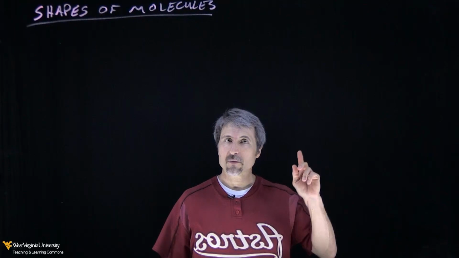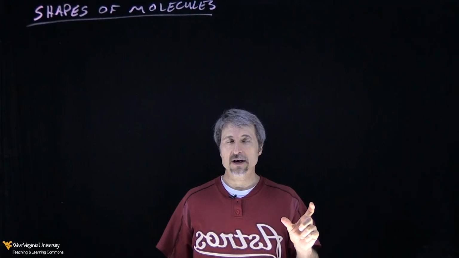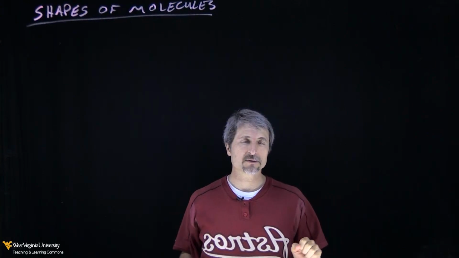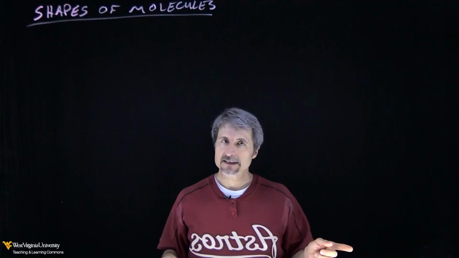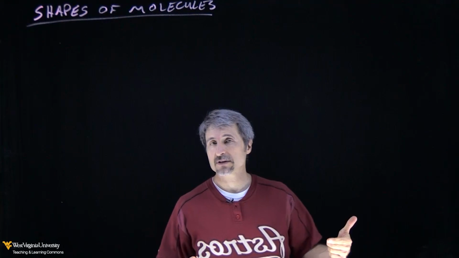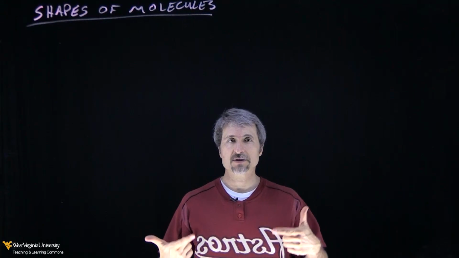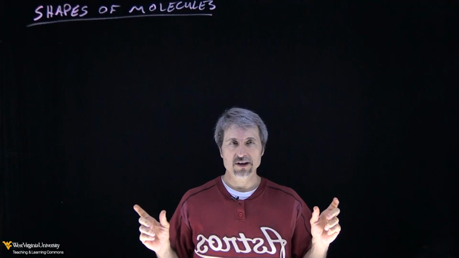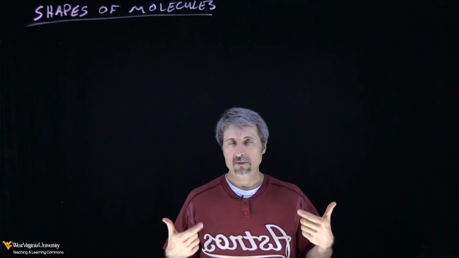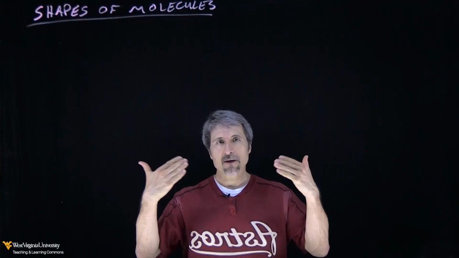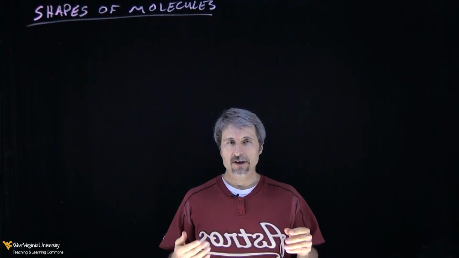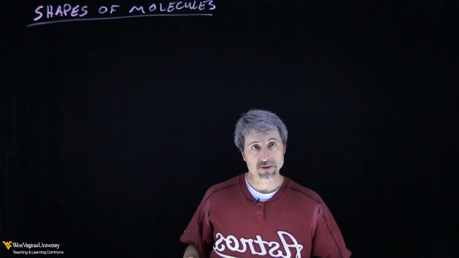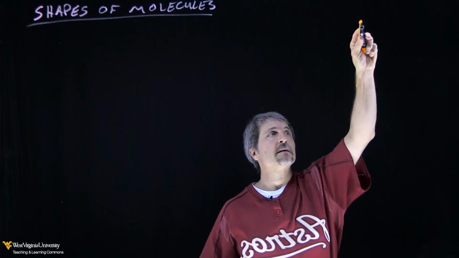Welcome back. We're ready to start the process of understanding how to figure out shapes of molecules. And the last thing I told you when we finished up Lewis dot structures is that Lewis dot structures are not equal to shape. So whenever I want you to think about shape, what I need you to think about are magnets. And you know that when you have a magnet, you've got north and south.